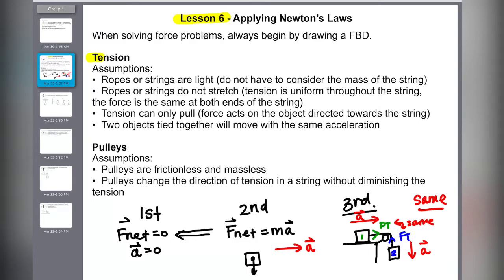Okay, so whenever there's a force of tension, we assume that the rope and string are really light, so we don't consider the mass. We assume that they don't stretch, and so the tension can only pull, and the 2 objects are tied together, so they have to have the same acceleration.